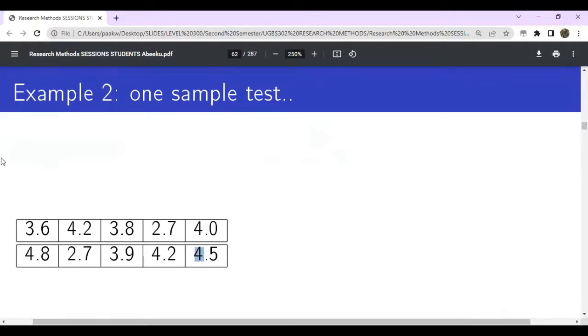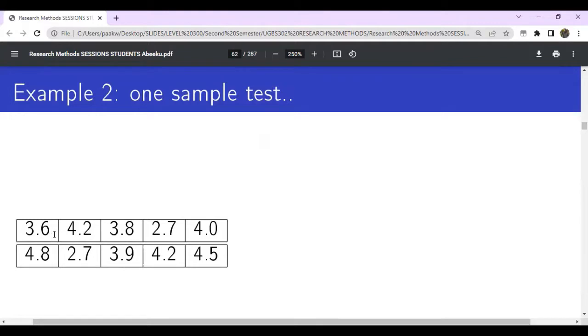So we have to solve for the sample mean. And we all know how to solve for mean, right? Summation of xi over n. So you add all of these: 3.6, 4.2, 3.8, 2.7, 4.0, 4.8, 2.7, 3.9, 4.2, 4.5. You add all of them and divide by the sample size, which is 10.